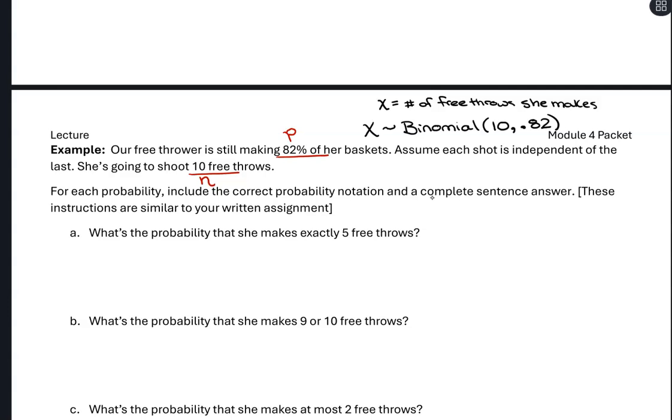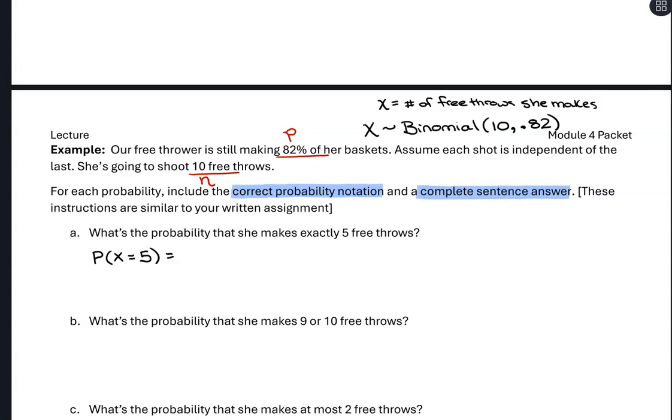Okay, some formatting here that we are going to use as we work through examples together, as well as with your participation and written assignment and work like that. So for each probability, we're going to include the correct probability notation and a complete sentence answer. So I'll show examples with this, and then you can match that up as you work on your assignments for the week. So what is the probability that she makes exactly 5 free throws? My probability notation would be P of X equals 5.